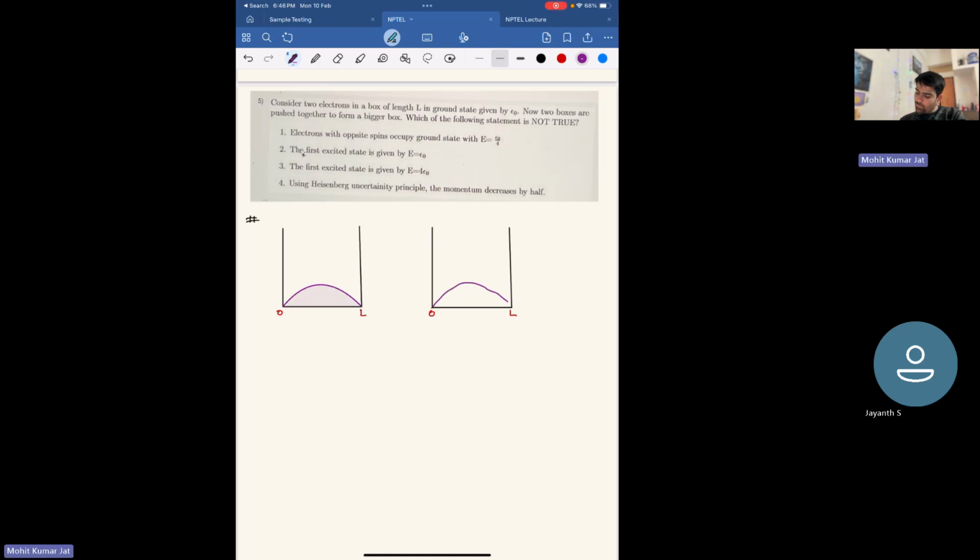And I'm drawing it the lowest energy state, the ground state, because the question is asking for the ground state. And let's say the spin is up or down or whatever it is. I can take up, or down also. Doesn't matter because they are far away from each other, so they don't interact. So now let's just calculate the ground state energy.